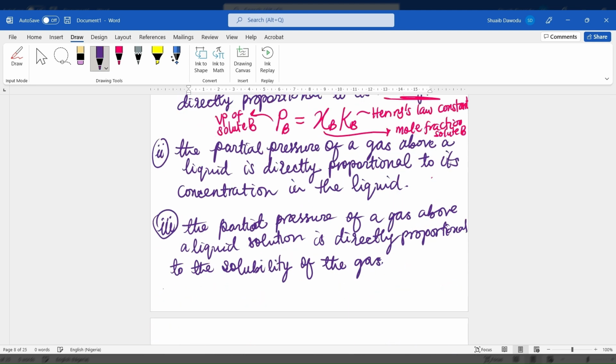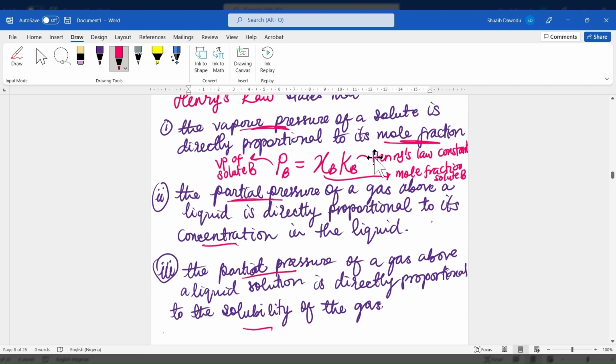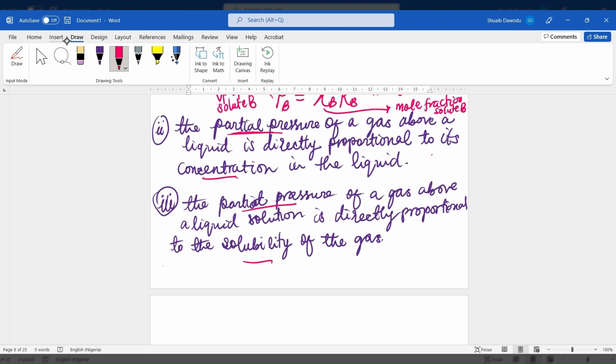fraction. Now that I've explained the first one, I want to move on to the second and the third. The second and the third have very similar formulas. We're told in the second one that the partial pressure of a gas above a liquid is directly proportional to its concentration in the liquid, or the partial pressure of a gas above a liquid solution is directly proportional to the solubility of the gas. Now, if you ever see partial pressure in a question, and you see concentration or solubility, you're not going to use the formula of Henry's law that I explained when you have vapor pressure as well as mole fraction. You're going to use a totally different formula.